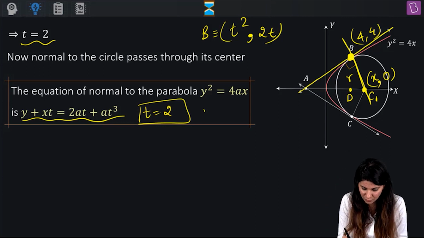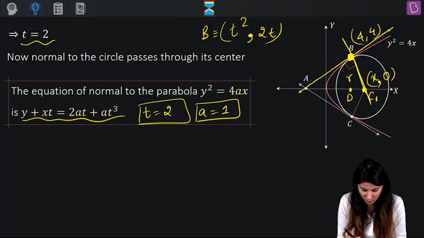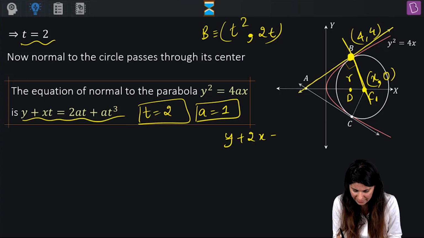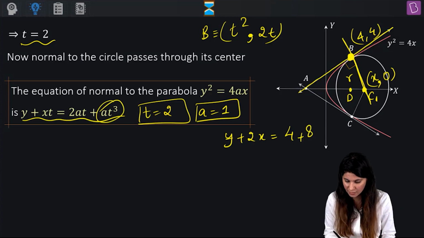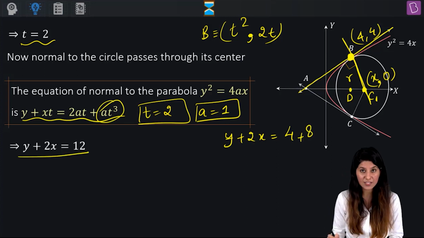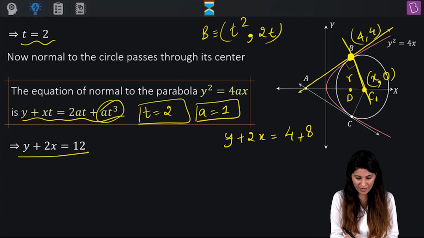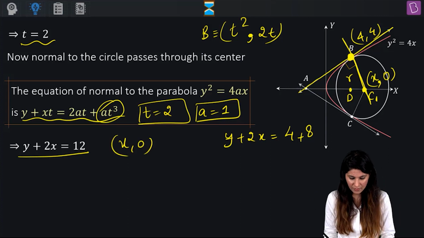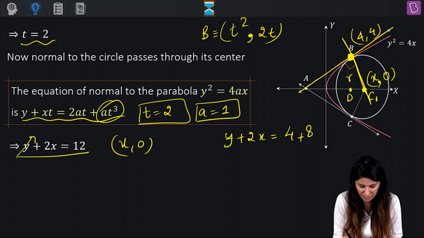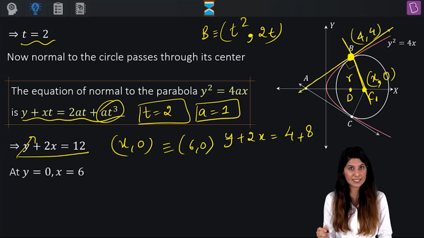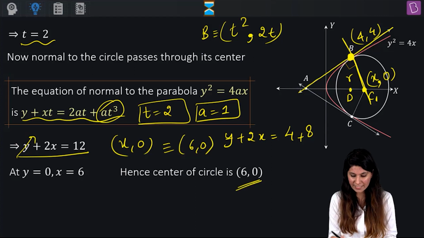Okay, if t is equal to 2 and a equals 1, our equation of normal would be what? y plus 2x equals, 4 2's are 4, plus this is at cube, so this is 8. So y plus 2x is equal to 12 is your equation of the common normal. Now this is the equation of the parabola. Now satisfy x comma 0 in this, right? So if y is 0, x will be what? 6. So this would be 6 comma 0. Center of the circle is 6 comma 0, isn't it?